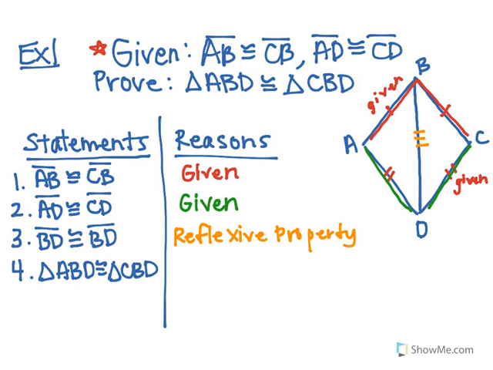My last step says that the triangles are now congruent, and all I need to write for the reason is what method tells me that they're congruent. Well, if I look, I have a side and a side and a side. So side, side, side is the reason for those two triangles to be congruent.